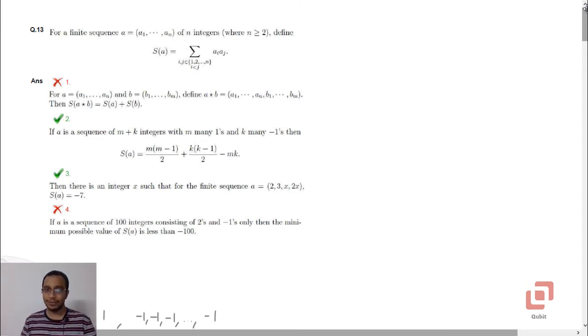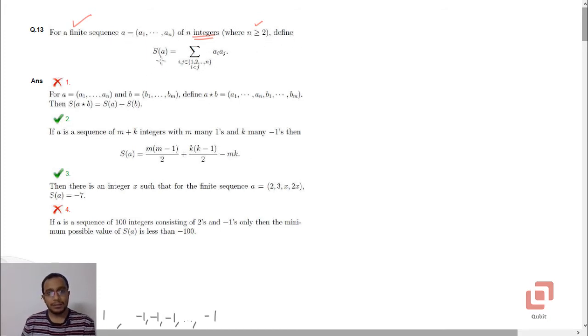In this video, we are going to solve the 13th question from the mathematics section of the NEST 2020 session 2. This question is based on the properties of sequences and series. The problem reads: for a finite sequence A, defined by a1, a2, and so on till an, of n integers. So all the entries of this particular sequence are integers, where n is greater than or equal to 2, which means there will be at least 2 elements in this particular sequence.